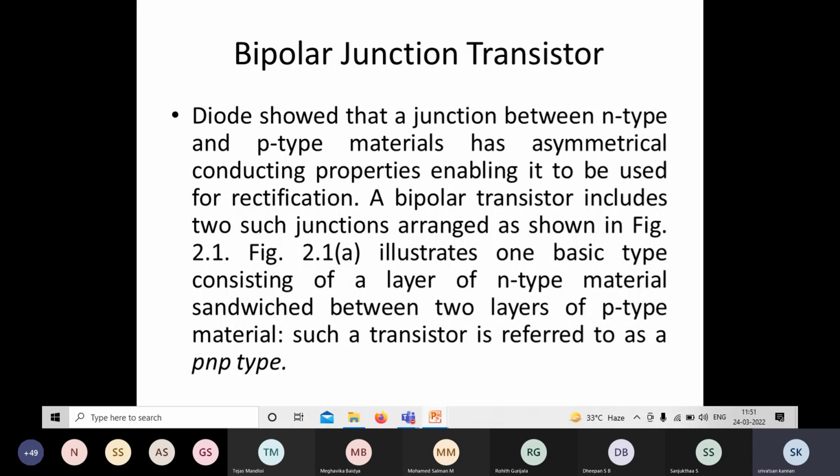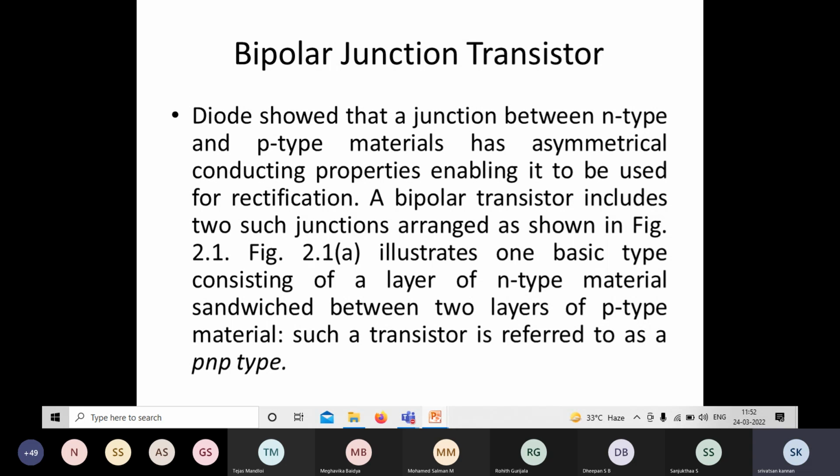So we use this transistor device for amplification. So what are the terminals of transistor? Transistor basically consists of two N regions separated by a thin layer of P region, right? That is called NPN. For a PNP, two P regions separated by one N region. So that is the basic construction of the transistor.